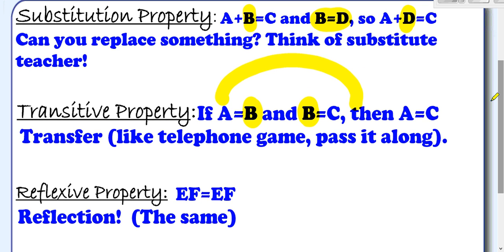Then there's the reflexive property. Like looking at a reflection, you see the exact same thing on both sides of the equals. It's the exact same thing on both sides of the equals.